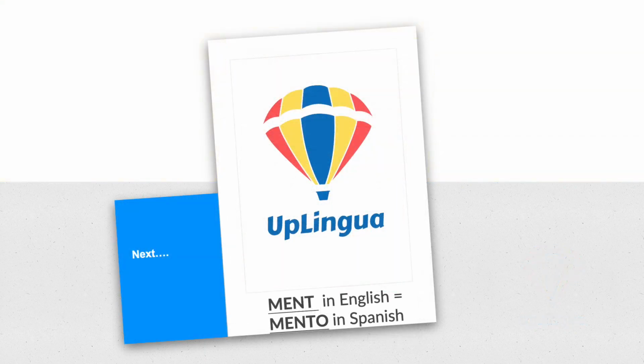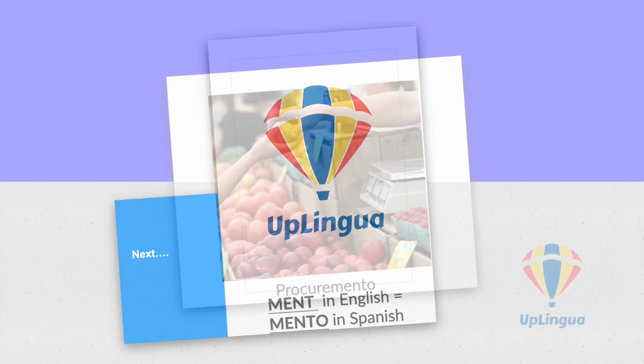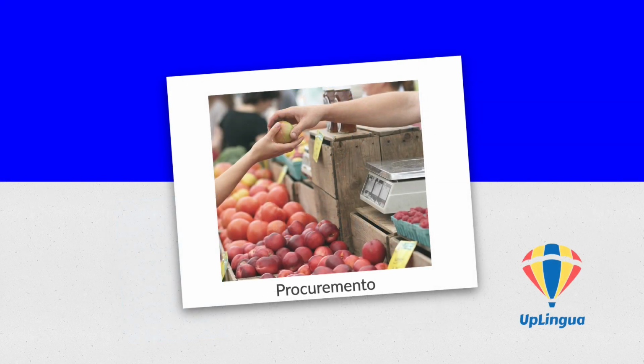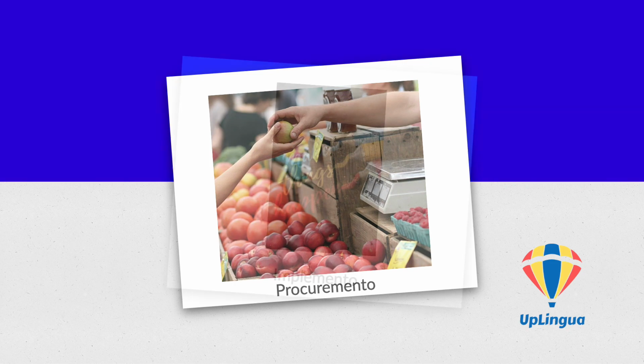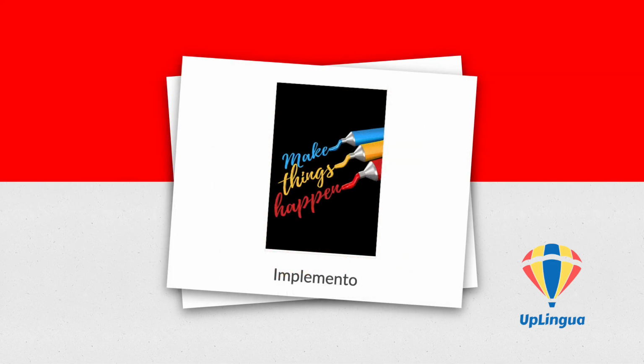Our next rule is words in English ending in MENT become MENTO words in Spanish, so we're simply adding an O. Procurement becomes procuramento. Implement becomes implemento.